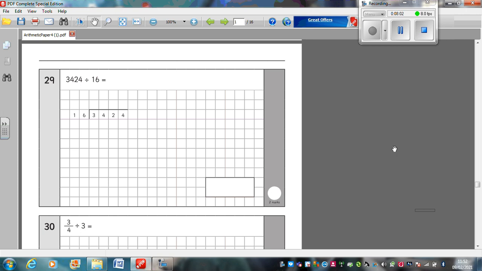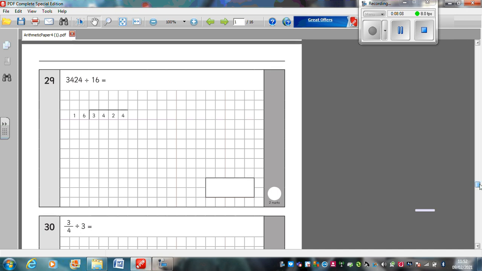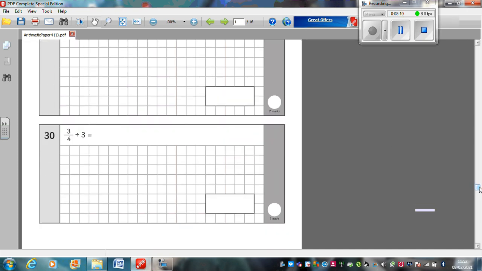Okay, question 30. 3/4 divided by 3. Nearly my lunchtime. I'd like some fried chicken. Can you remember how to do this calculation?